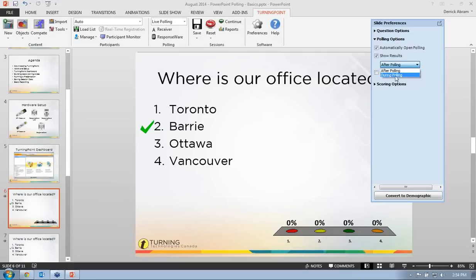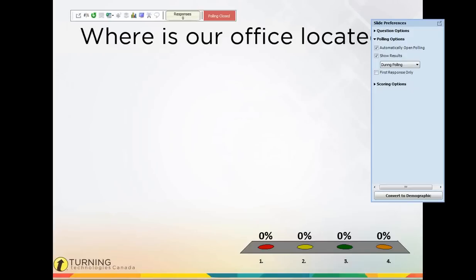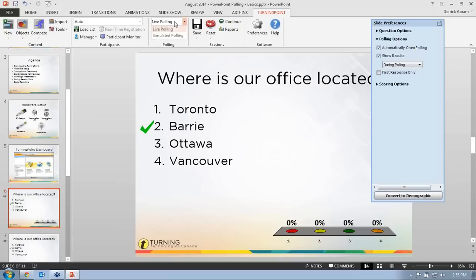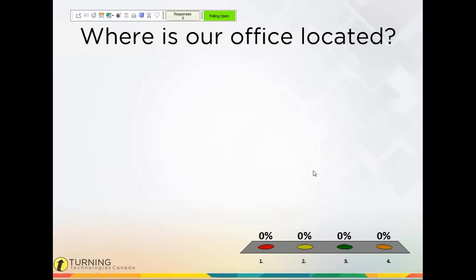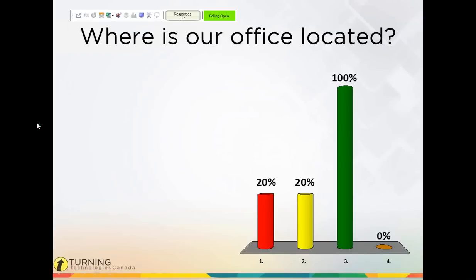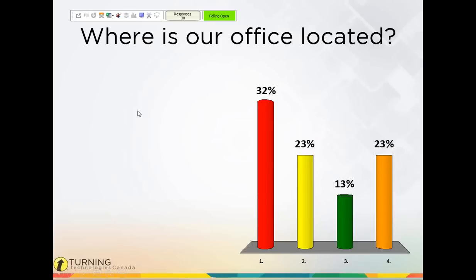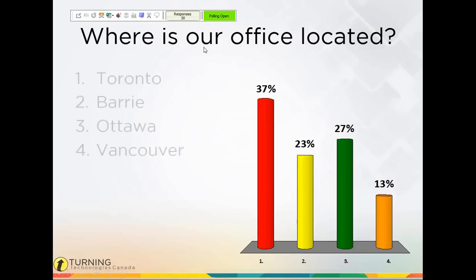If you have that drop down, if you change it to during polling, what that'll do, and I'll show you here, let me just flip it to simulated mode. What it'll do is it will show the chart changing in real time as your participants respond to the question.